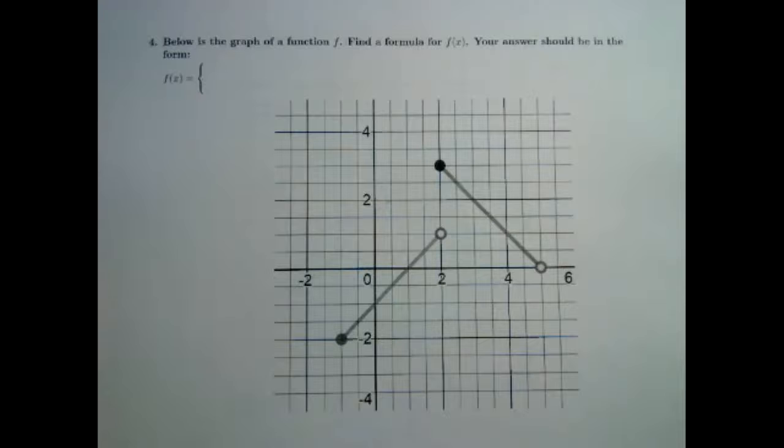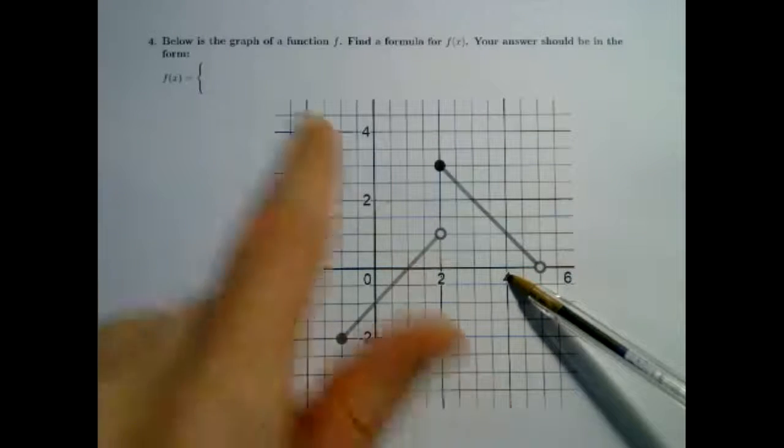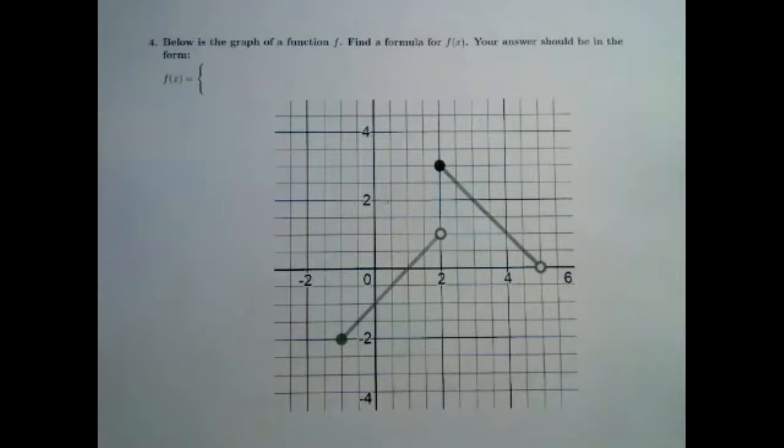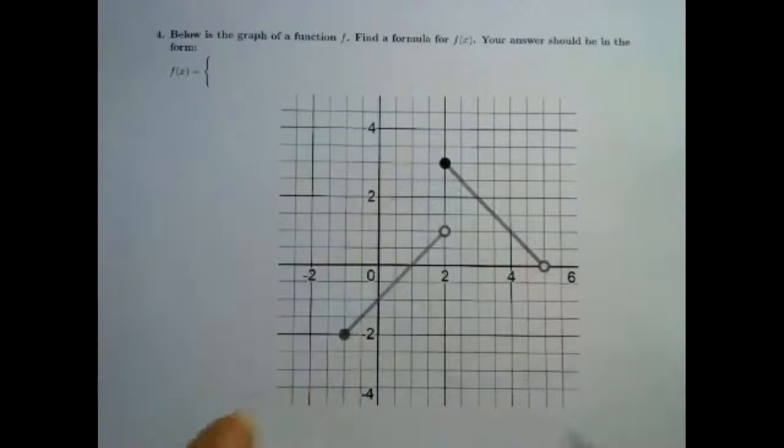So now we're at the process of moving backward. I'm giving you the graph, and I'm asking you to write the function. So how are we going to do this problem? Basically, each piece will have its own formula. So I don't have one formula for the whole thing. I'm going to have 2 formulas.